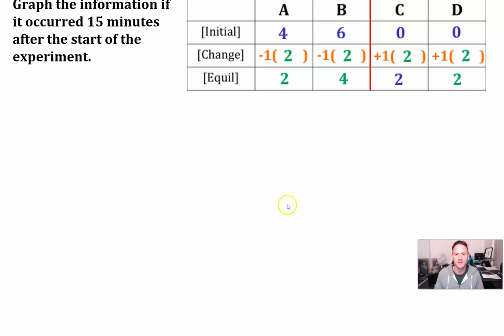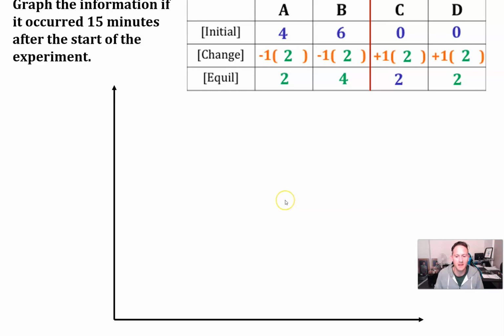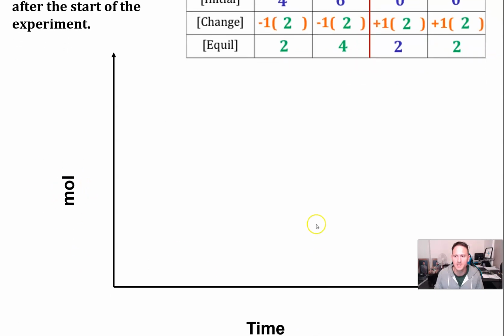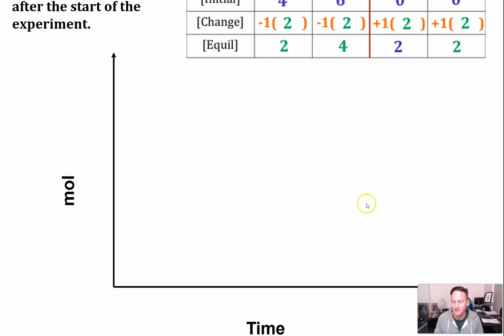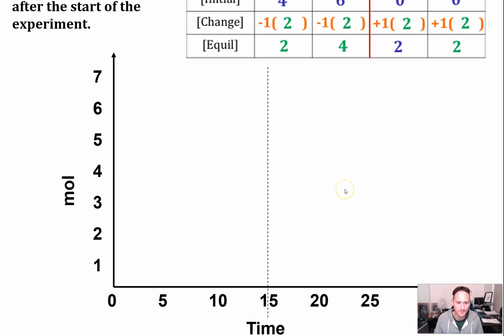What if we graphed this information if it occurred 15 minutes after the start of the experiment? Just like in video 1, you draw your axes, you have concentration, and you would have time. Or in this case, we're just going to stick with number of moles. It doesn't matter as long as we've got our slope the same. So we'll put time down the bottom, and we're reaching equilibrium at 15 minutes. So that's when it's going to flatten out. So you put a dotted line there just to help you when you're drawing it.